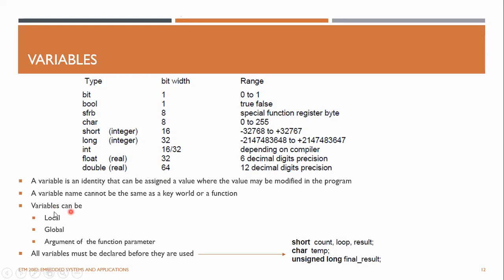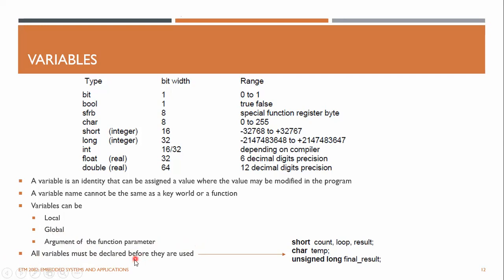And a variable can be local to a function, or global, accessible to any function in the program, or an argument of a function, a parameter. When you call the function, inside the brackets, it could be an argument.